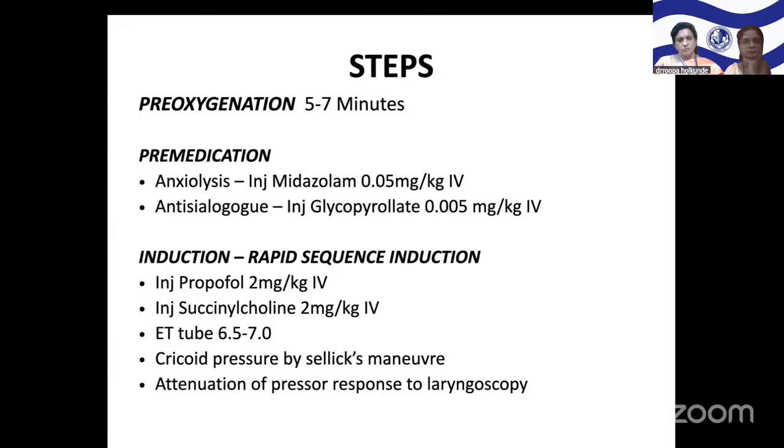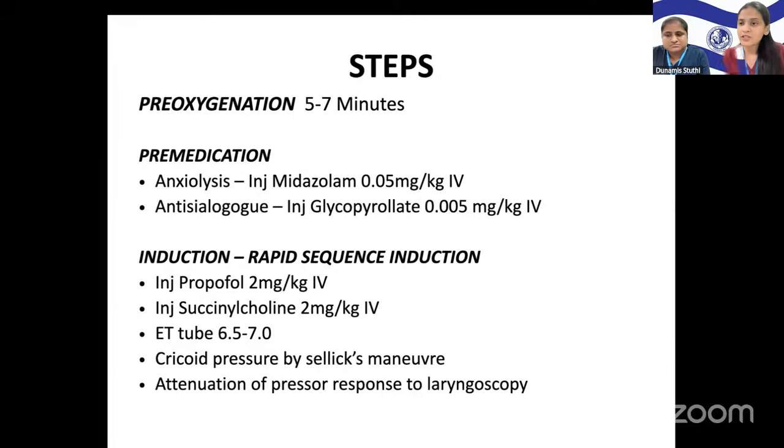Anti-sialagogues like injection glycopyrrolate 0.05 mg per kg IV are used. For induction, we would like to induce this patient using rapid sequence induction. Why don't you want to use atropine here? Or you are avoiding it, right? Injection atropine also has a feto-maternal ratio of 1, so it crosses the placenta rapidly and it can cause fetal tachycardia, ma'am.